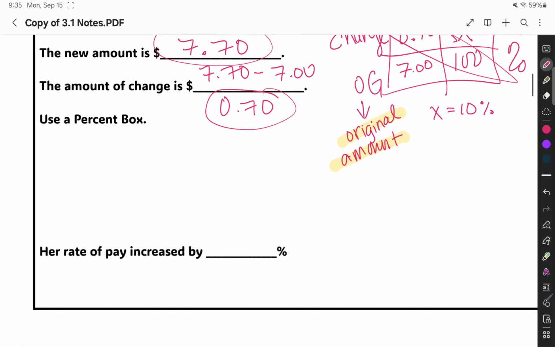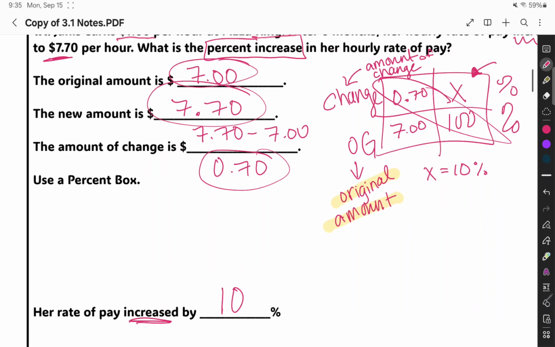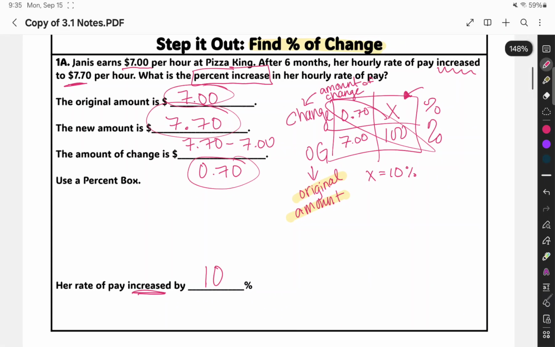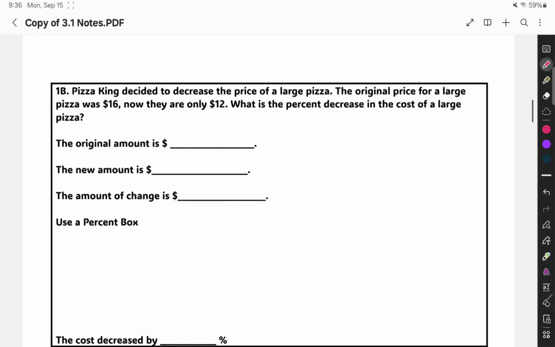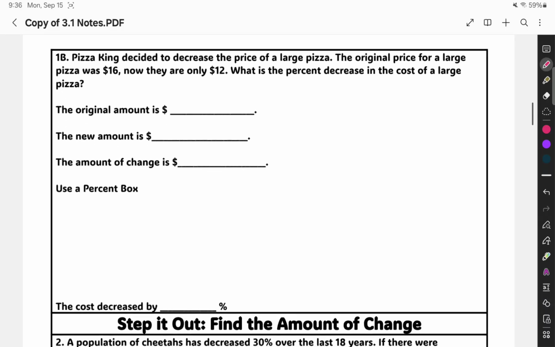So if we come down here, it says her rate of pay increased, because it went up, by 10%. Okay, so it's the same process. We just have an extra step here with our change box. Okay, so let's turn over to the next page. Okay, it's still looking at that problem.